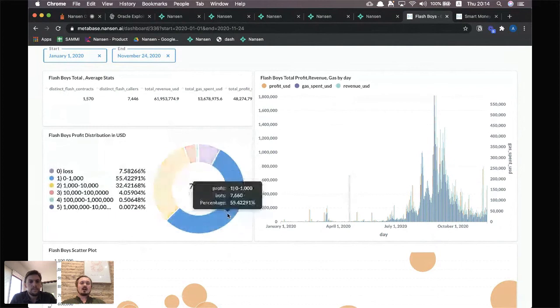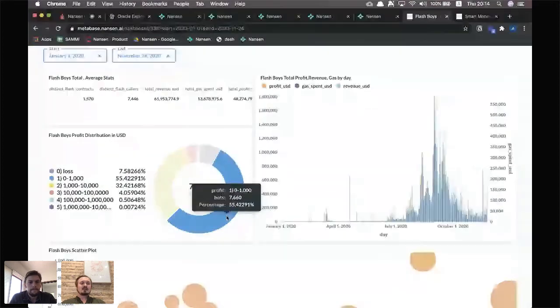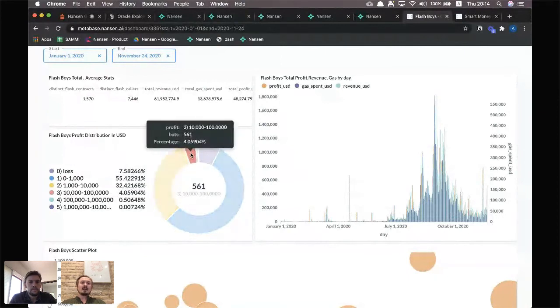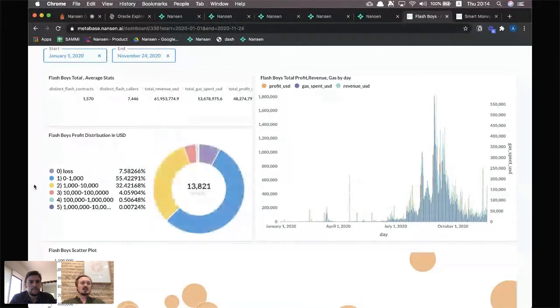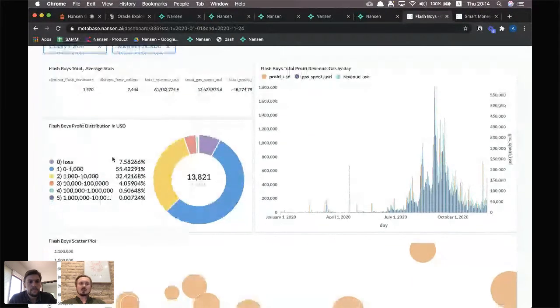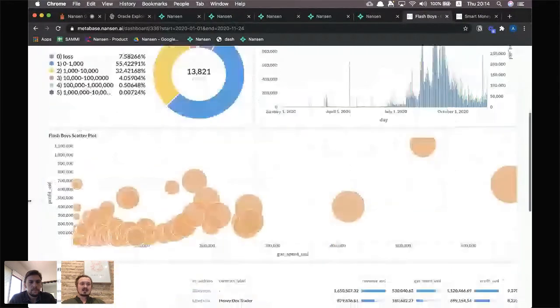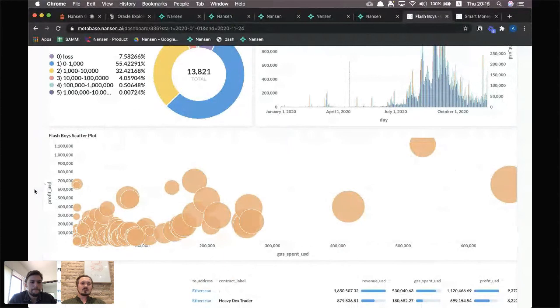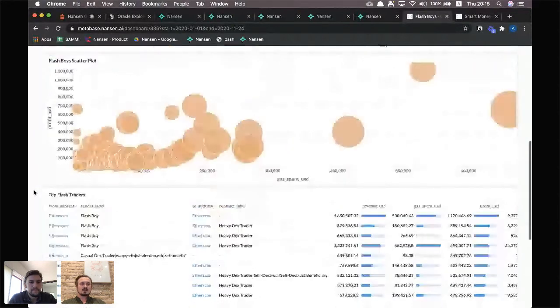And so about half, like 55%, made up to $1,000 in profits, and then 32% made between $1,000 and $10,000. 4% made between $10,000 and $100,000, and so on and so forth. So that's the profit distribution. This one I actually haven't seen because it's being worked on, but it looks like it's a scatter plot that shows how much gas is being spent and then how much profit, right? And then you can hover over these and you see the caller contracts for these different addresses and transactions.